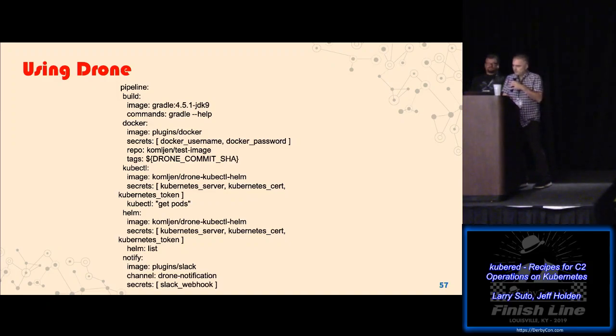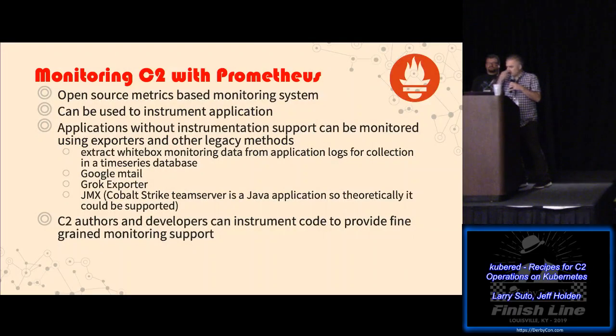And then this is kind of a build pipeline in Drone. It actually builds a Docker image, runs a Helm chart, and deploys everything. Now, also, I just want to cover this briefly. You can actually monitor your C2 in Kubernetes with something called Prometheus. Prometheus is basically a time series based system, so it focuses on events, time-based events.